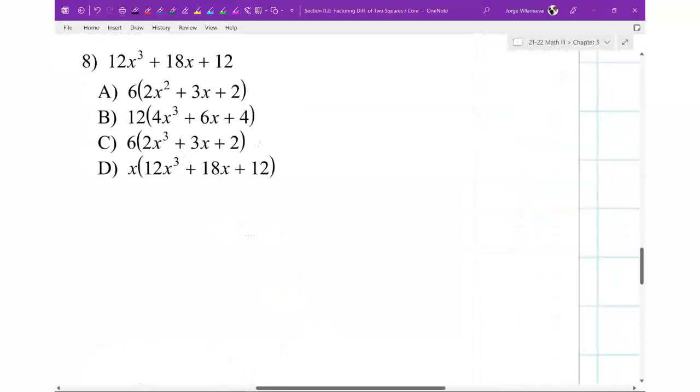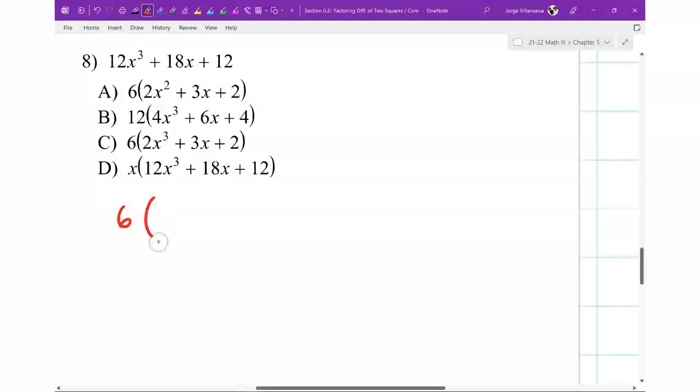So we got 12x cubed plus 18x plus 12. Okay, what number can divide all of those numbers, 12, 18, and the other 12? A 6, right? So a 6 will do it. A 4 only does 12, but a 2 could also do it, but you always want to go bigger, right? The biggest number possible. So we're going to take out a 6, and can I factor out a letter for all of them? No, because 12 at the very end doesn't have one. So I can only factor out a 6.